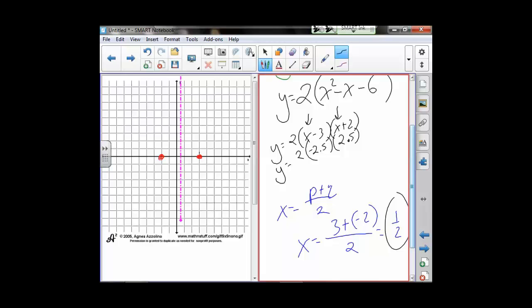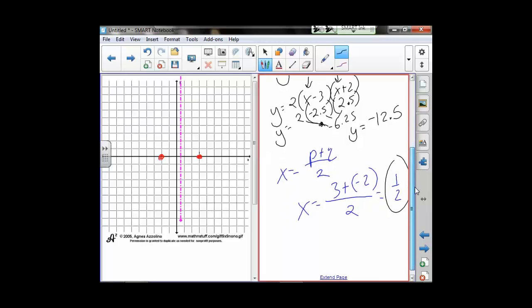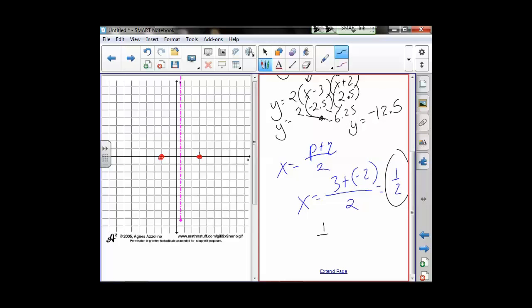So 2.5 times -2.5 is -6.25. Okay, so these come to be -6.25, and I have to multiply that now times 2. And what do we get? -12.5. So y is equal to -12.5. Okay? So my vertex is x is 1/2, and what's my y?